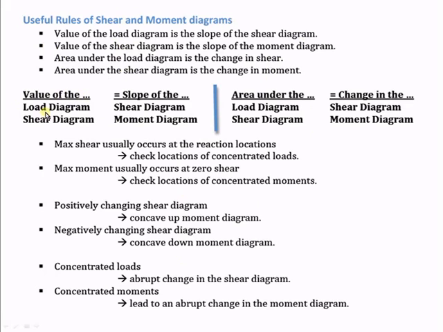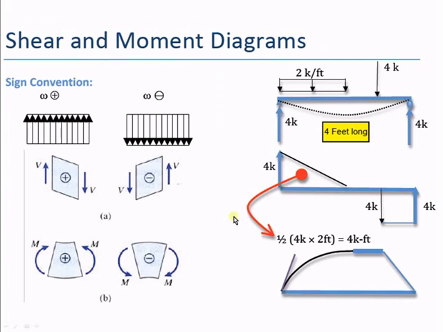So the value of the load diagram is equal to the slope of the shear diagram. The area under the load diagram is equal to the change in shear diagram. So from load to shear, shear to moment, we're going to do the same thing. And these are different critical locations that you'll want to check. Okay, so we can do that again. So the value of the shear diagram is equal to the slope of the moment diagram.